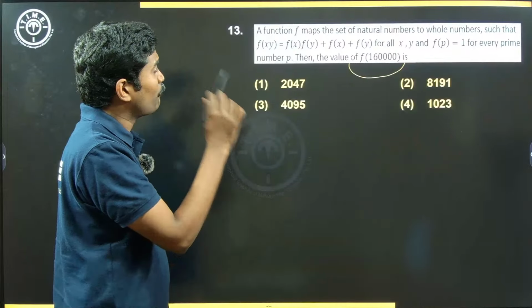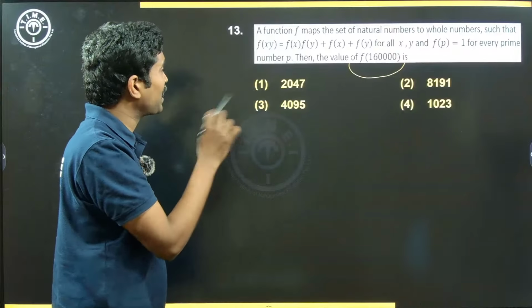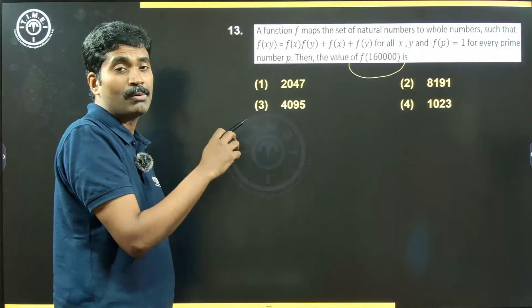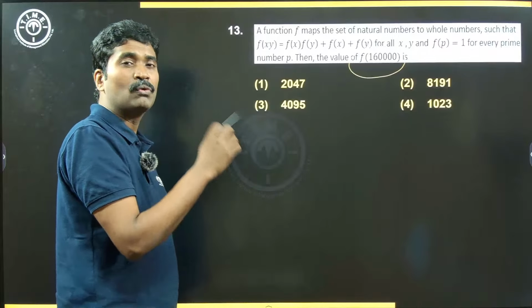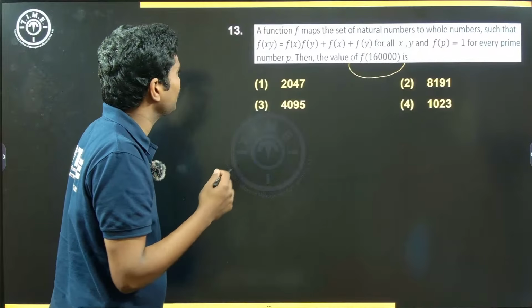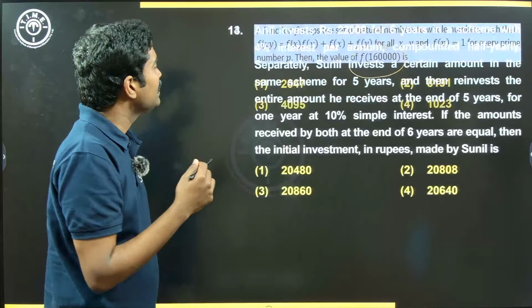We start with f of p equal to 1 for every prime number. Okay, we convert primes into composites. From f of p equal to 1, we find f of 2, we find f of 5, we find f of 7, and some pattern here. It could be easy to miss.